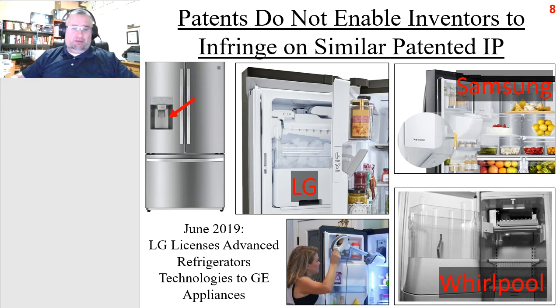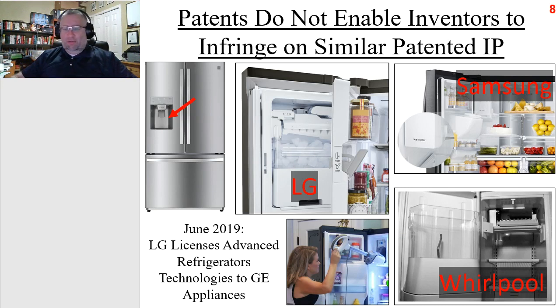And so, for example, in June 2019, LG and GE, General Electric, announced that LG was going to license their quote unquote advanced refrigerator technology to GE Appliances, which really just means that GE can now use this inside-door ice maker invented and patented by LG, and hopefully get itself out of all of these problems with these alternative technologies for in-door French door ice makers that don't work. So anyway, just an interesting example of how that would work in the world of patents.